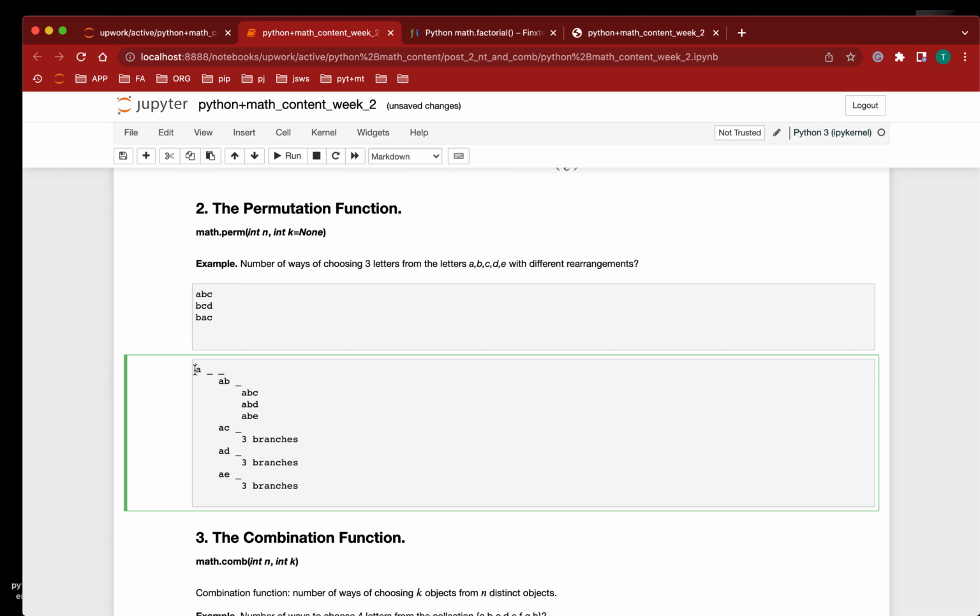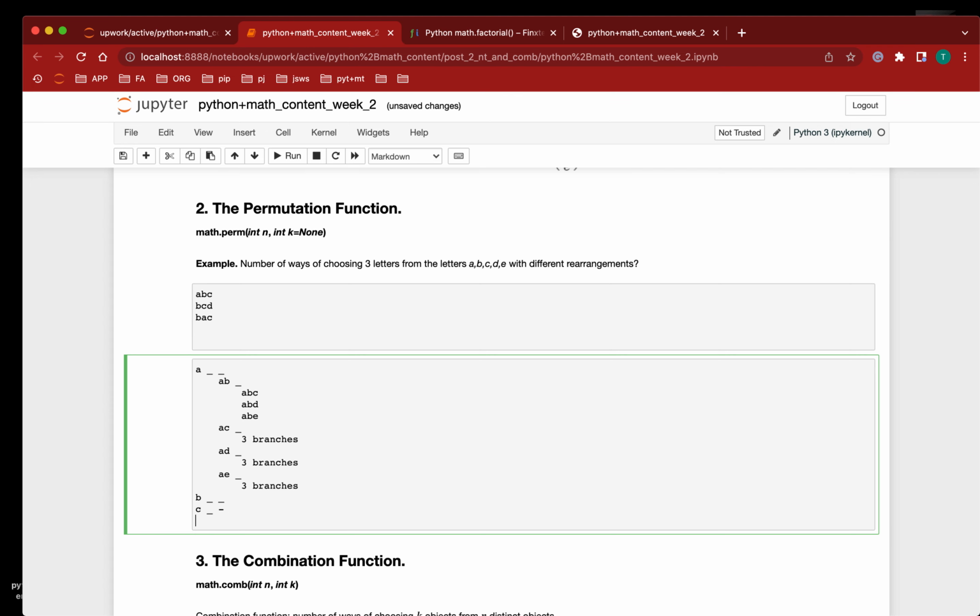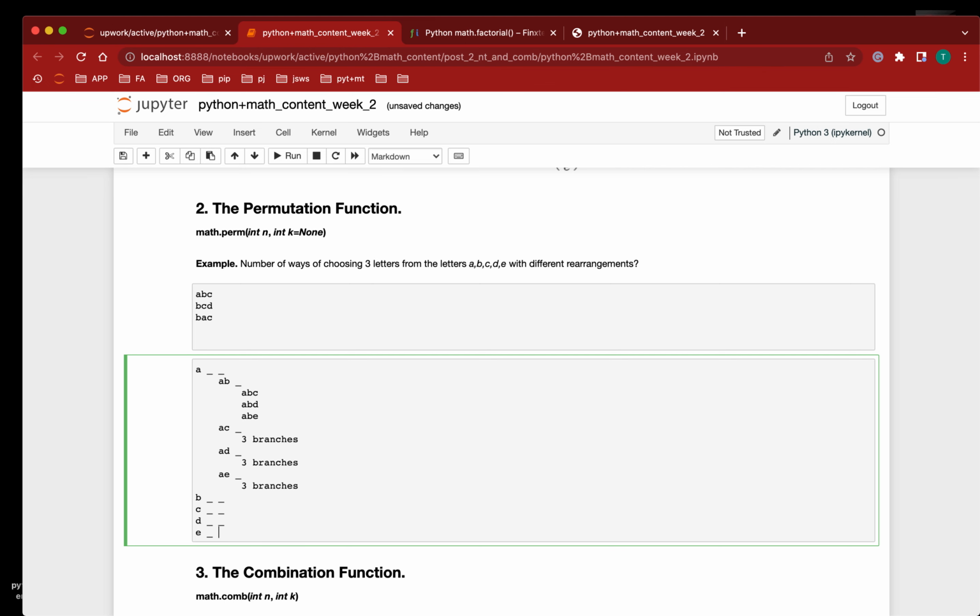And other than having A up front, you can also have B, C, D, and E as the first letter.